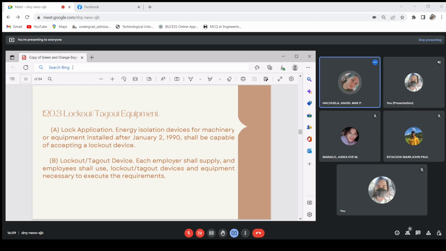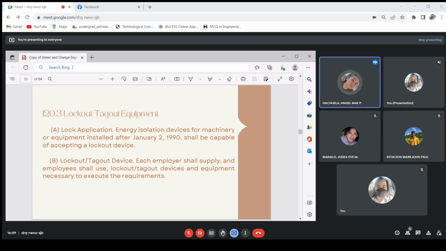Article 100. So, lockout application. Energy isolation devices for machinery or equipment installed after January 2, 1990 shall be capable of accepting lockout device.